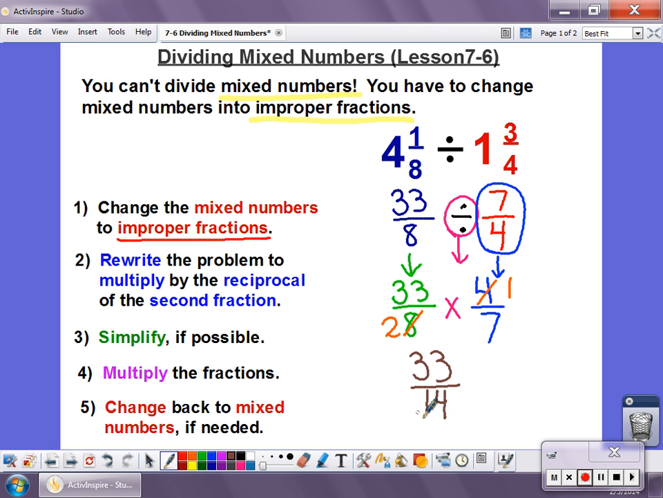Now, that's my answer, but it's not my final answer, because the very last thing I have to do is, if I can, change this back to a mixed number. 33/14 can be simplified to 2 and 5/14. Okay, let's try another one.